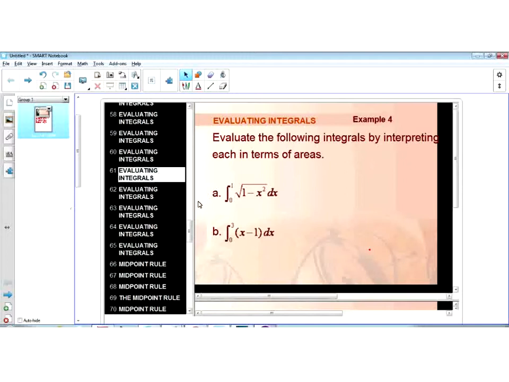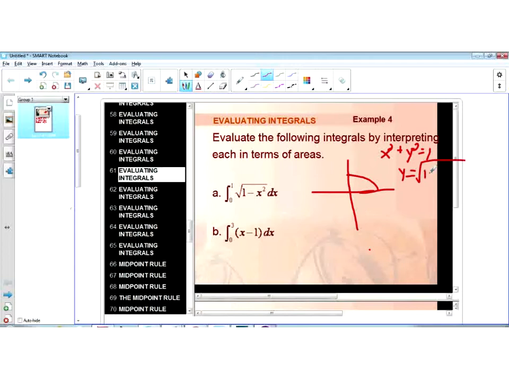Okay, so evaluate the following integrals by interpreting each in terms of areas. Obviously, for part A, the square root of 1 minus x squared from 0 to 1 is just a quarter circle, right? Knowing that x squared plus y squared is equal to 1, y is equal to the square root of 1 minus x squared on 0 to 1. So that's just the area of this quarter circle.